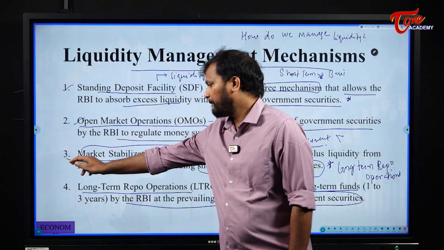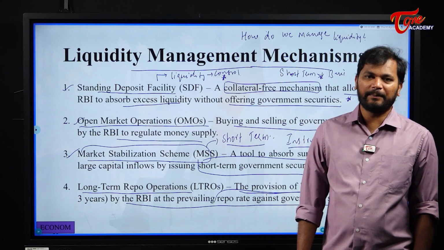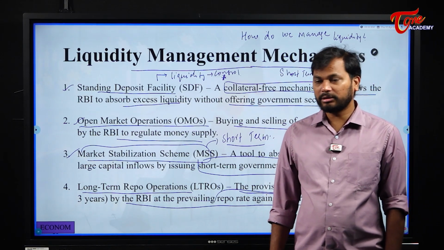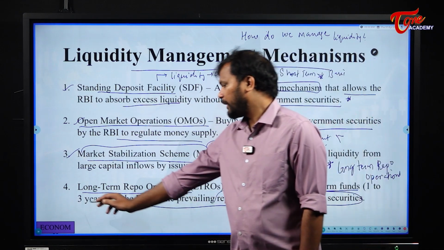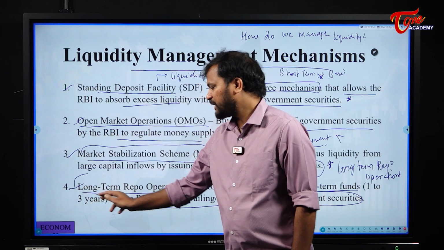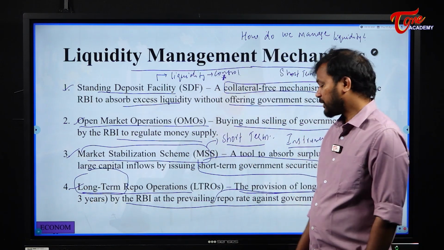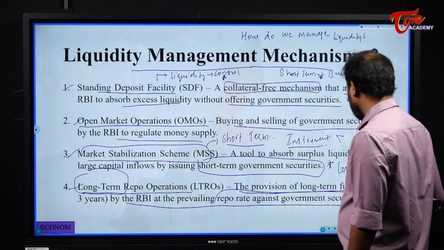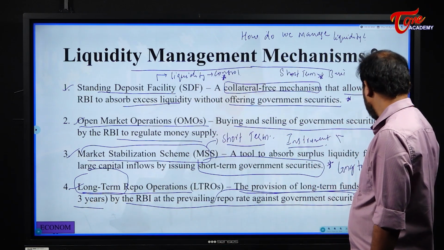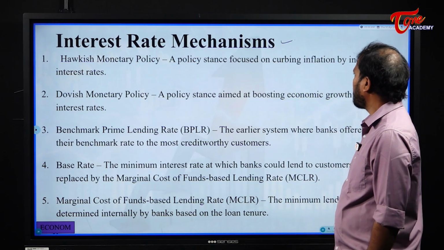Next, the market stabilization scheme: whether it is performed through short-term government securities or long-term government securities. And the LTRO, the long-term repo operations. Obviously, within itself there is the word long-term, so you will understand, but you need to understand the time frame, that is 1 to 3 years. Clear? Next. Now, interest rate mechanism.